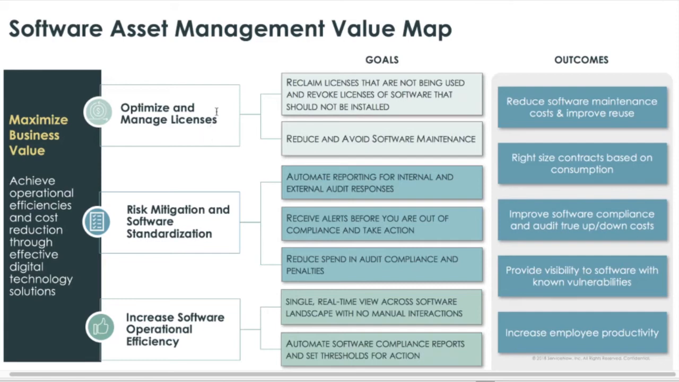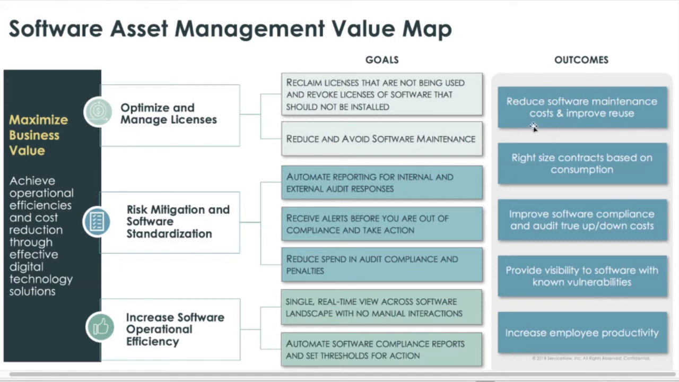The typical goals around this strategic objective are to reclaim unused licenses so we can achieve significant cost savings. At the same time, we can reduce and avoid software maintenance that's not being used. That means getting visibility, understanding our entitlements, comparing them against what we've found in the environment from a discovery perspective, and reclaiming or redistributing those licenses. If we're able to reclaim those, we can significantly reduce our maintenance costs.